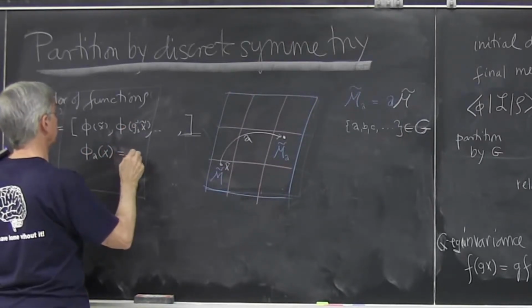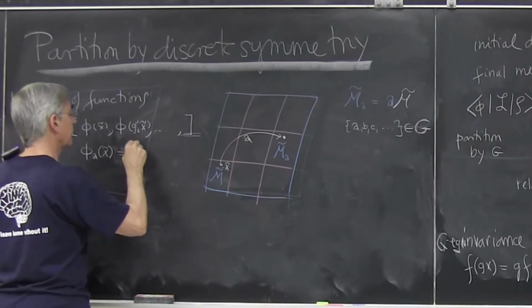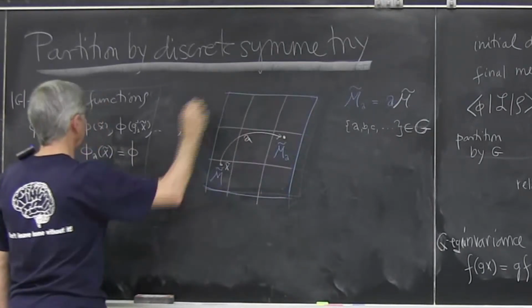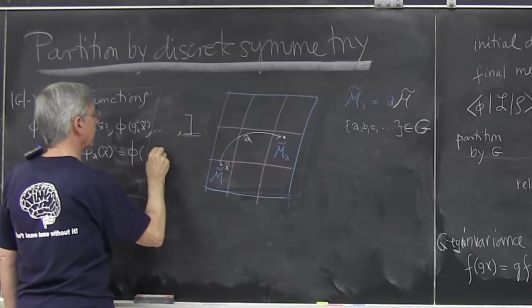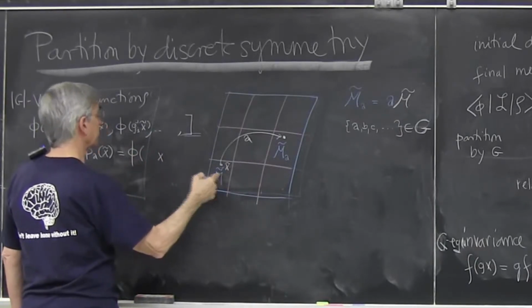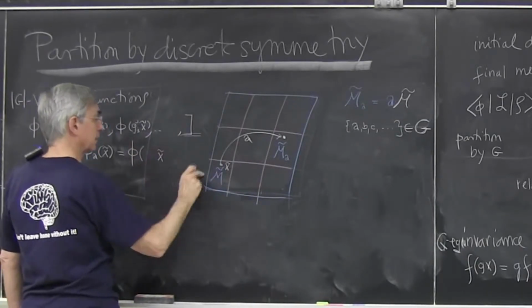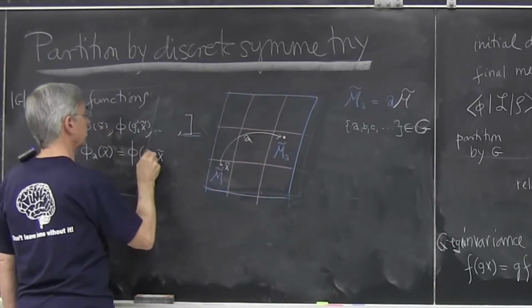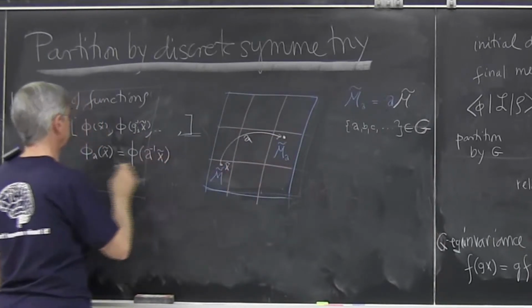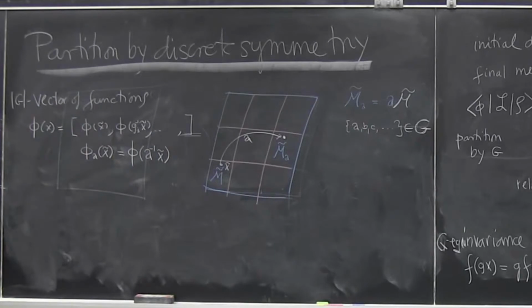Or I can define f_A of x to be the value of the function any place on the space obtained by starting with a point in the fundamental domain and looking at its image under A. So these are components of this vector.